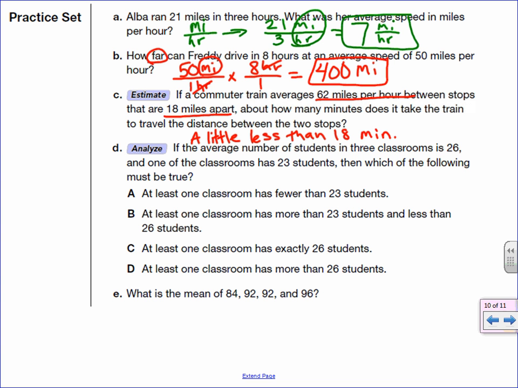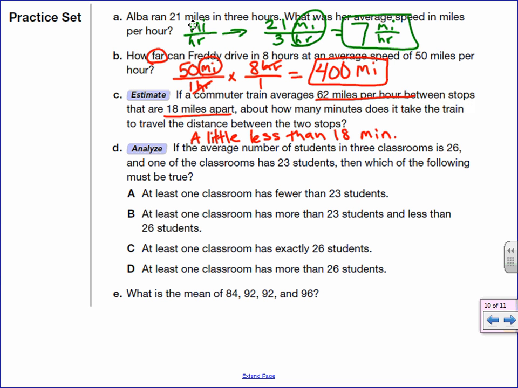If the average number of students in 3 classrooms is 26, and one of the classrooms has 23 students, then which of the following must be true? At least one classroom has fewer than 23 students. At least one classroom has more than 23 students and less than 26 students. At least one classroom has exactly 26 students. Or at least one classroom has more than 26 students.